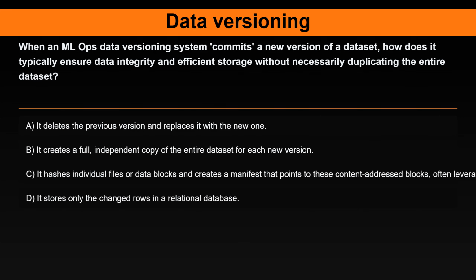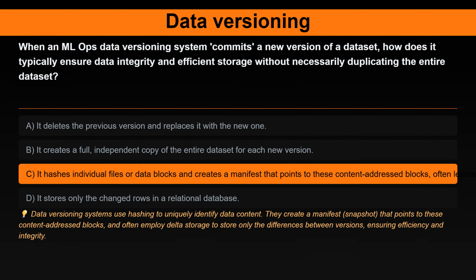Question 27. When an MLOps data versioning system commits a new version of a dataset, how does it typically ensure data integrity and efficient storage without necessarily duplicating the entire dataset? Option A. It deletes the previous version and replaces it with the new one. Option B. It creates a full, independent copy of the entire dataset for each new version. Option C. It hashes individual files or data blocks and creates a manifest that points to these content-addressed blocks, often leveraging delta storage. Option D. It stores only the changed rows in a relational database.